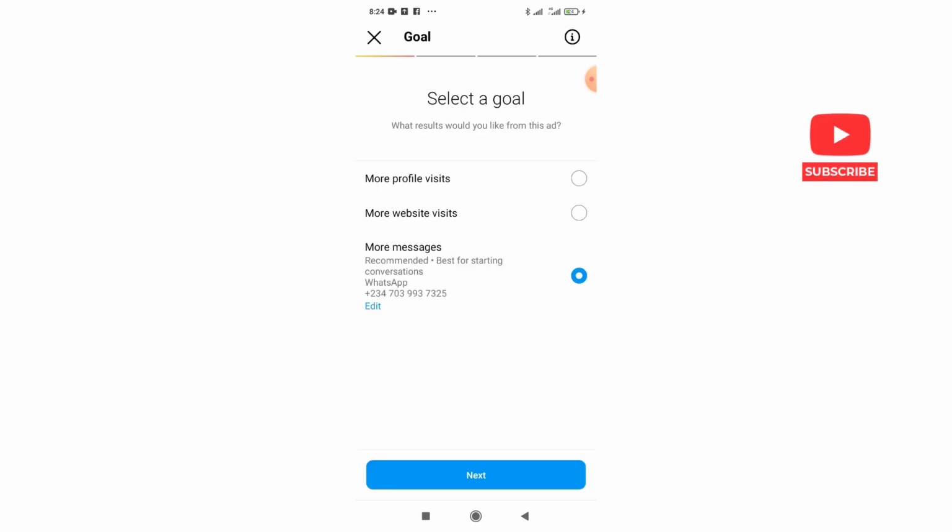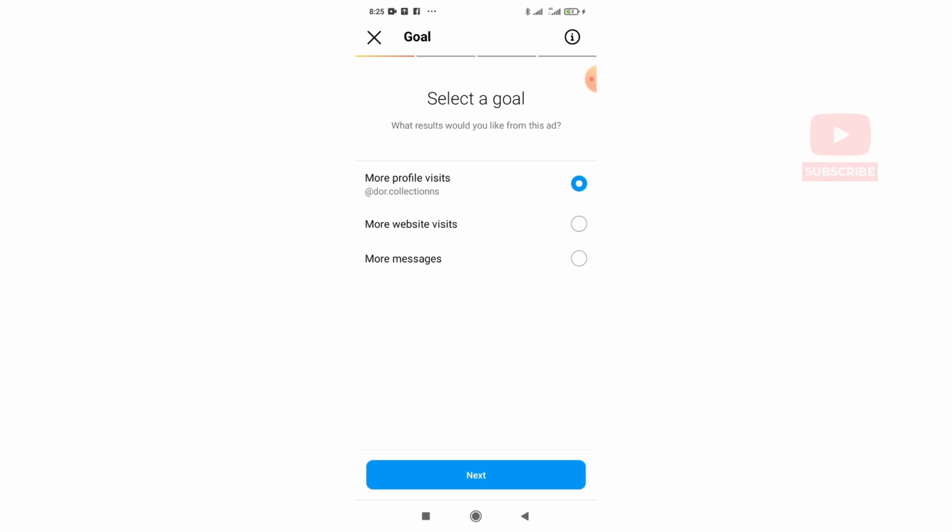So I usually advise you pick more profile visits. From my previous adverts, more profile visits works like magic for me. This more messaging is a new update. Before, it was send a direct message, a DM to your Instagram account. Now you can send a DM to your WhatsApp account, but we are not using that. I advise you use more profile visits. The reason is that these people can come to your page, see other products and buy.